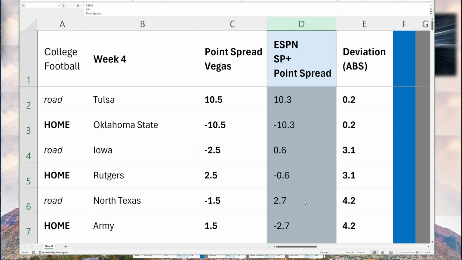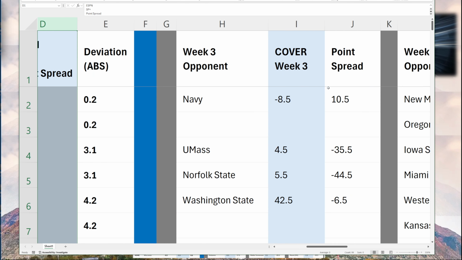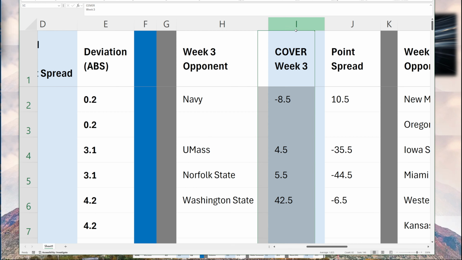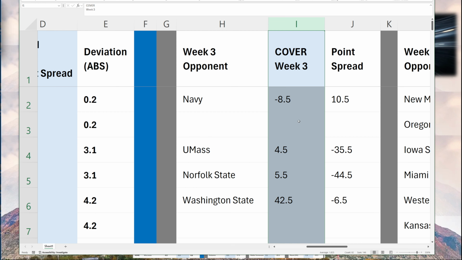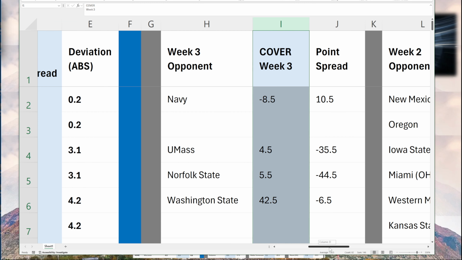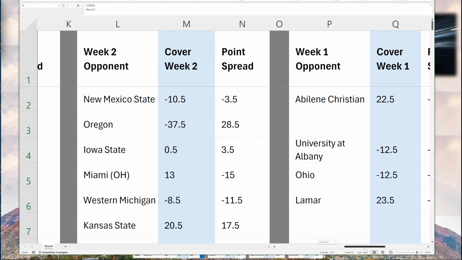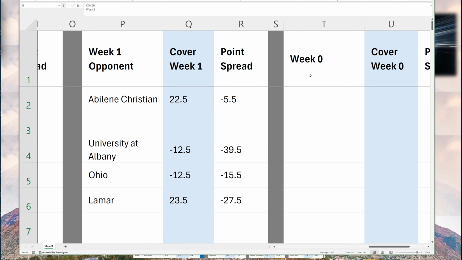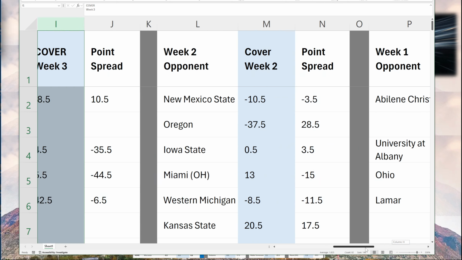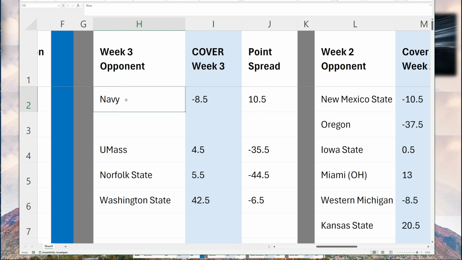Now, there's 2 key cheat codes that I'm providing here. One is this number, okay, and if you've been watching my previous videos, I also calculate how much the teams cover the point spread. So I also include in the Excel spreadsheet, so far we've had 3 weeks of college football. Some teams have played 4 games, week 0. And in each one of these weeks, I provide the opponent.